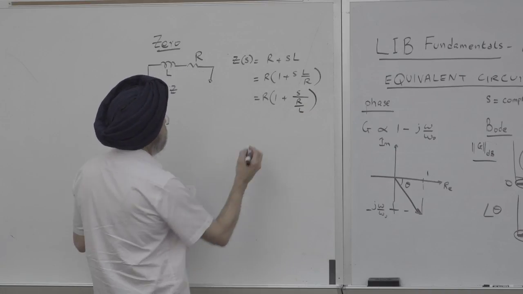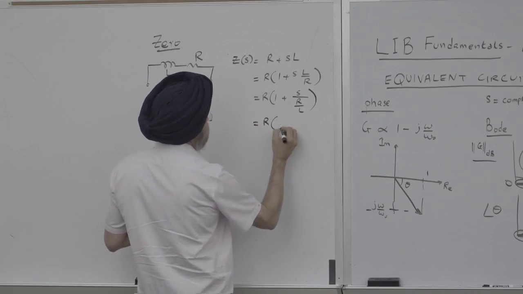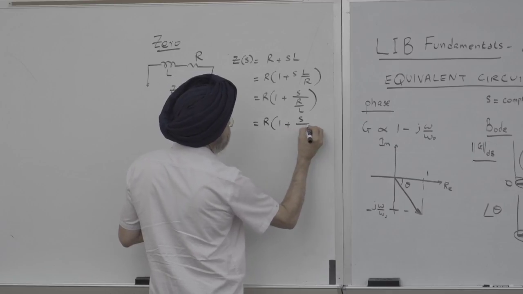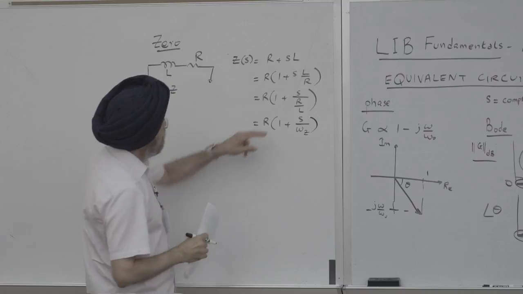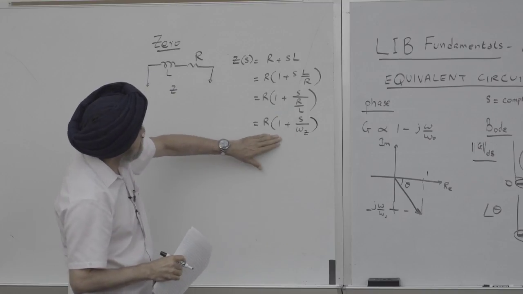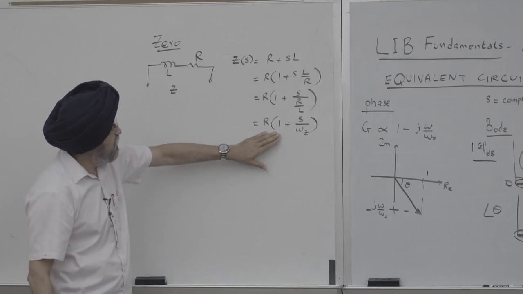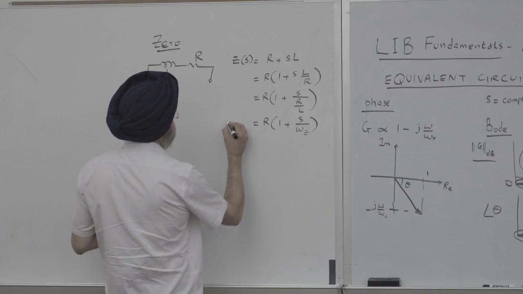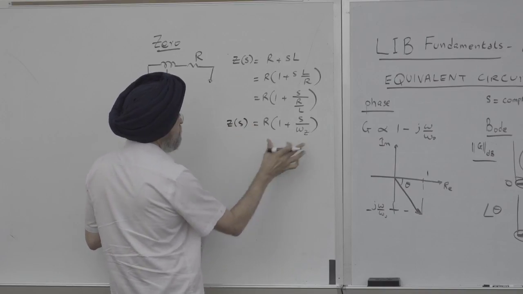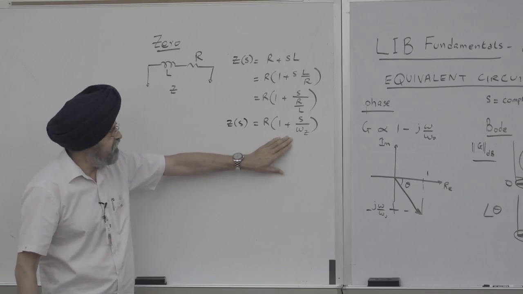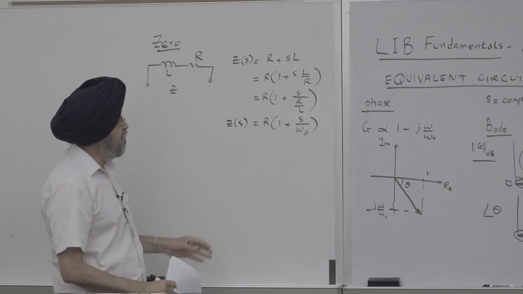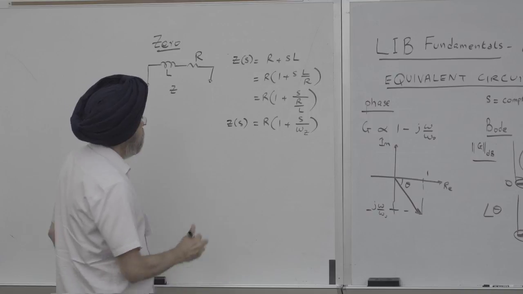So in this, I can again say this R times 1 plus S over omega z. So the R over L is omega z. So this is my standard normalized form. So once I get to this form, once I solve this circuit, then in the future, when I see an expression like this, I can just make the Bode plot. So let's make the Bode plot for this.